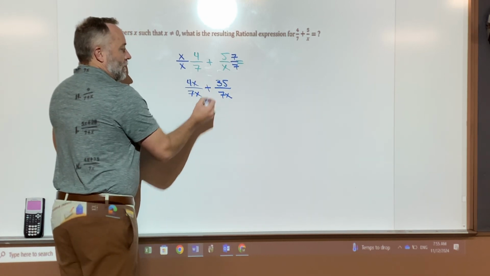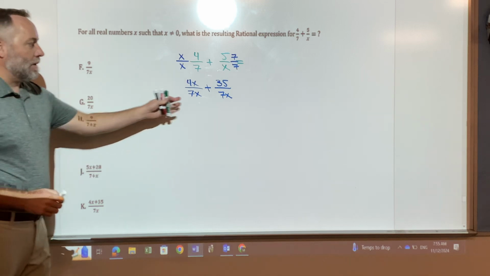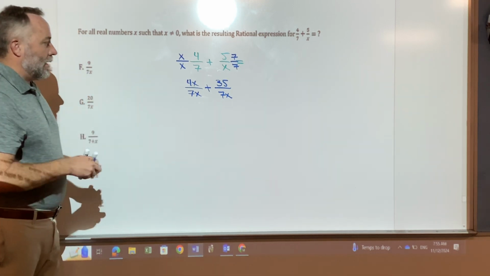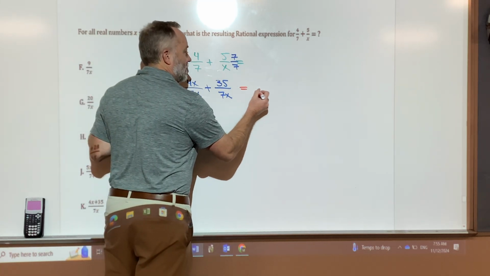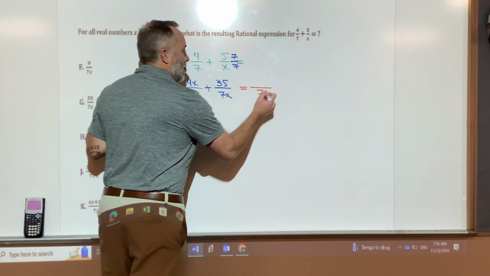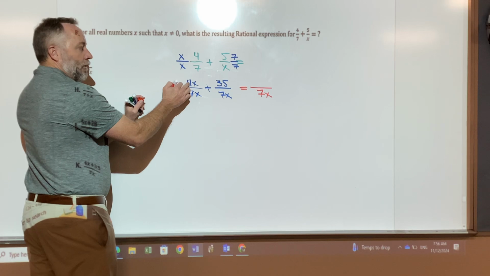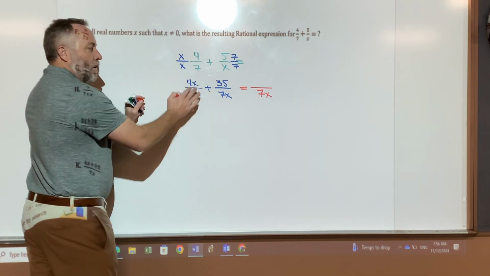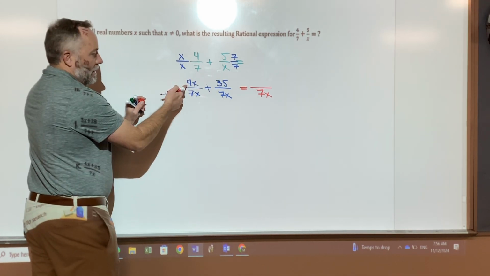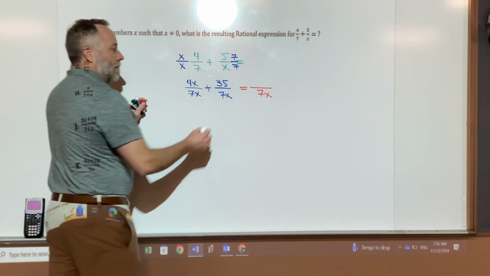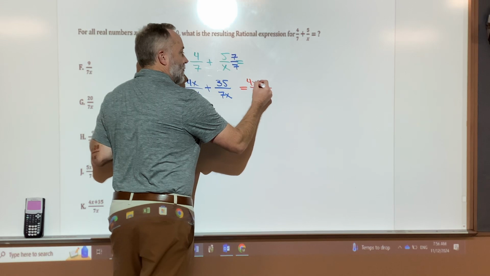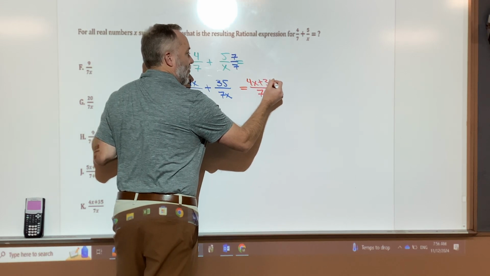All right, we're adding those two, and now that we have a common denominator, we can add those two fractions, and the denominator is going to stay the same. That's going to remain the 7x. And in the numerator, 4x plus 35, we can't combine those because one has an x and one does not, so they're not like terms. So our numerator just remains 4x plus 35.